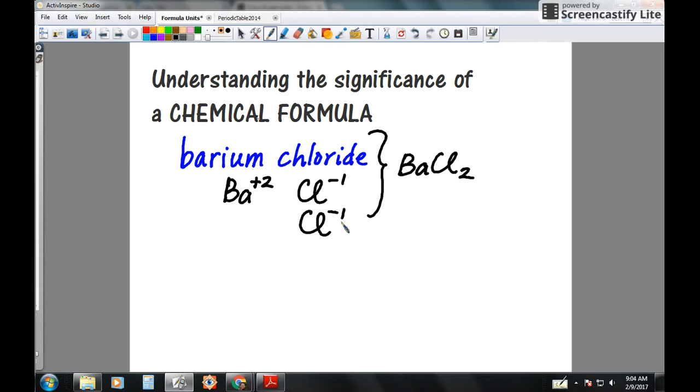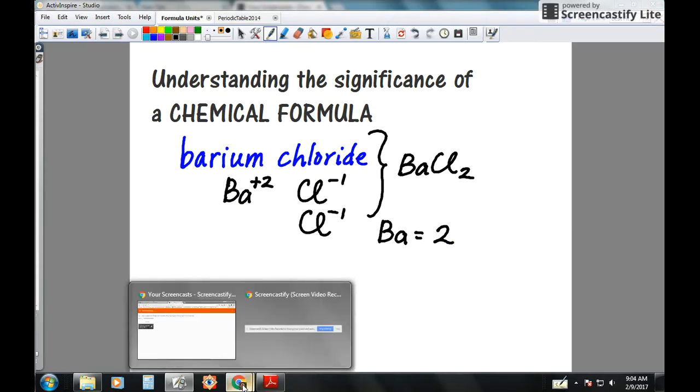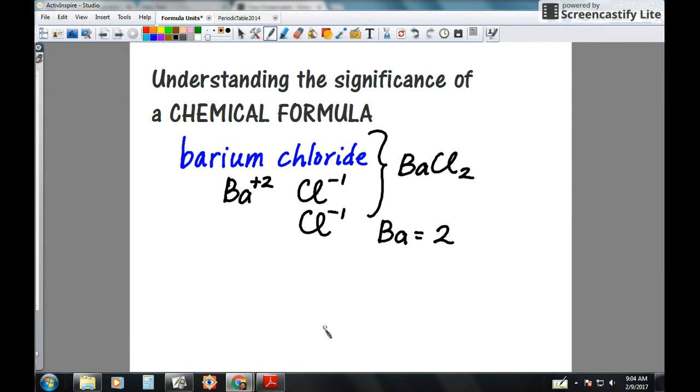So what is the meaning of this chemical formula? It means that there are how many barium atoms in this formula? There are 2. I'm sorry. There's 1 barium atom in that formula. You can see that right here. There's 1 barium ion, therefore 1 barium atom.